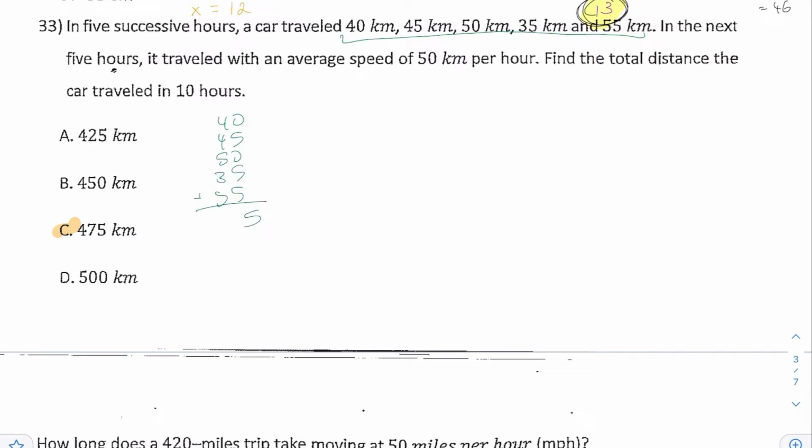You add that up. This is 10, this is 8, and then you have another 4. So this would be 22. So you already have 225 kilometers for the first 5. But then for the next 5 hours, you have an average speed or rate of 50 kilometers per hour. You have your time, which is 5 hours.